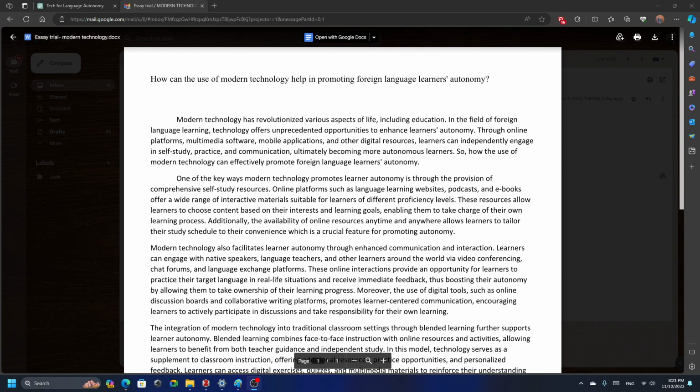Now let's start reading. "Modern technology has revolutionized various aspects of life, including education. In the field of foreign language learning, technology offers unprecedented opportunities to enhance learners' autonomy through online platforms and multimedia software," etc., etc. If you read this introduction and feel that the answer is correct, you need to reconsider. Actually, there is a huge problem with this introduction.